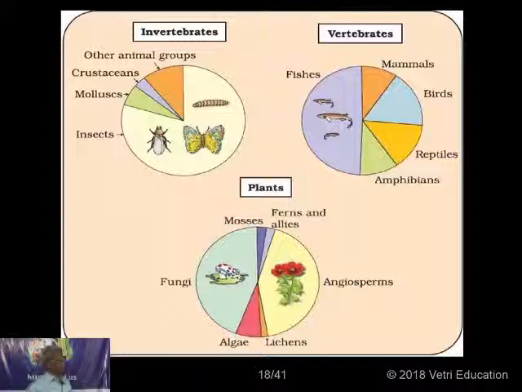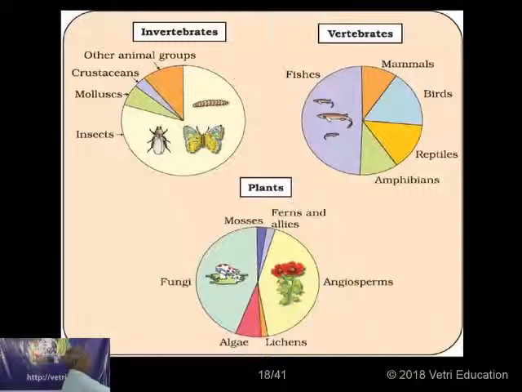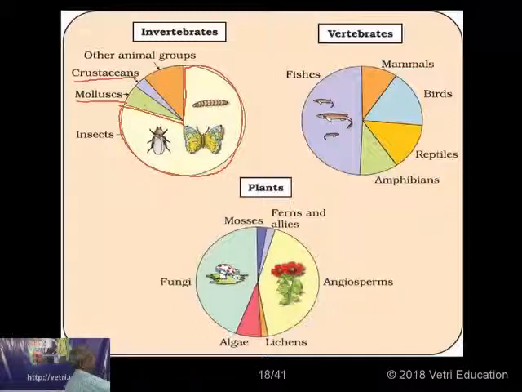The beautiful chart, the display, gives you a very good idea about the biodiversity. See, take the invertebrates first. This is the insects. 7 by 10 is the insect. Mollusks, this much. Crustaceans, other animal groups. So 7 by 10th of the animals is only insects.